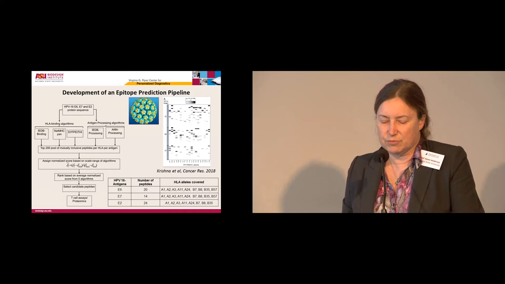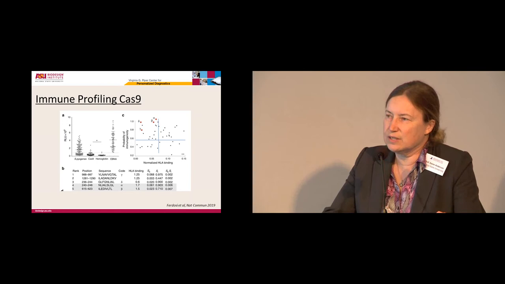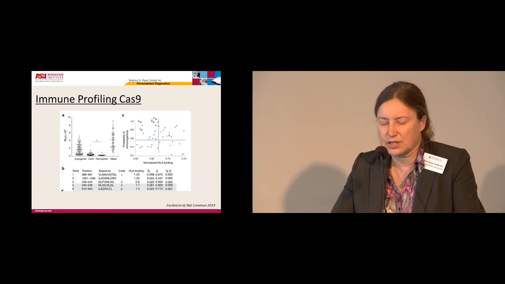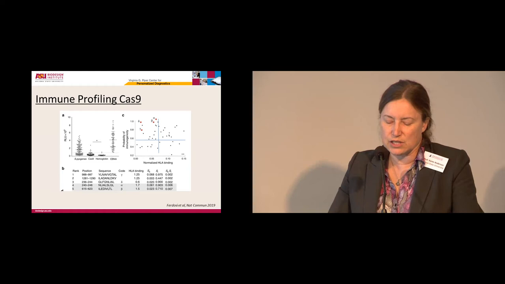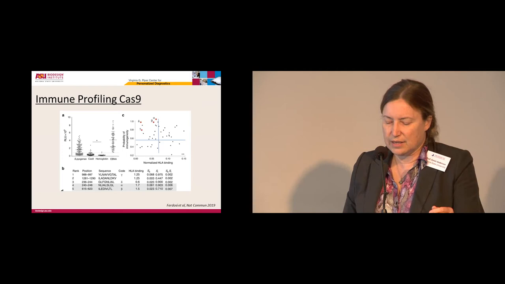We've also applied this to Cas9. Many people in the field of gene therapy are worried about the pre-existing immunity that may be present to the Cas9 protein, which is obviously derived from bacteria, and is derived from a common bacteria. And so we looked and predicted a number of different potential epitopes from the Cas9 protein. It's a fairly large protein. And what you find is that if you look at a combination not just of HLA binding, but also the probability of immunogenicity.